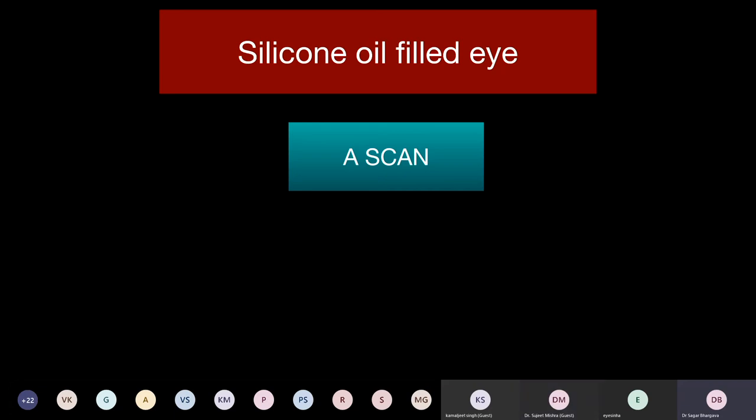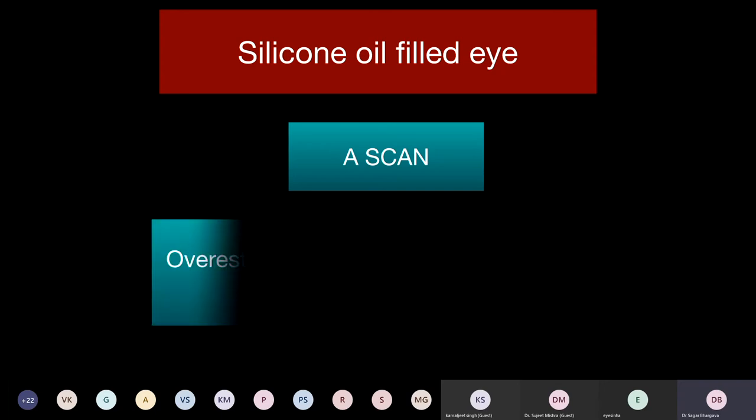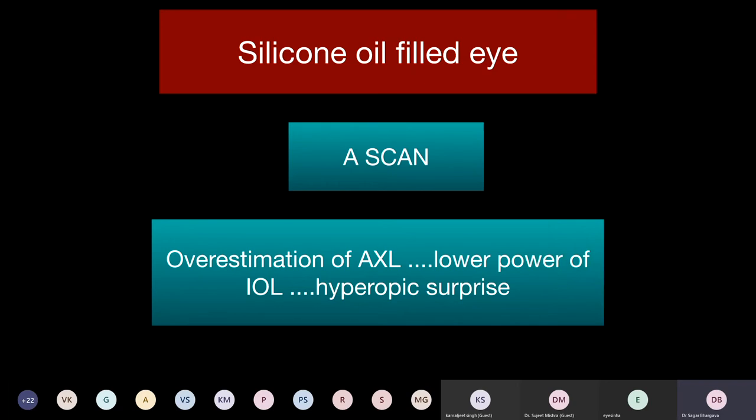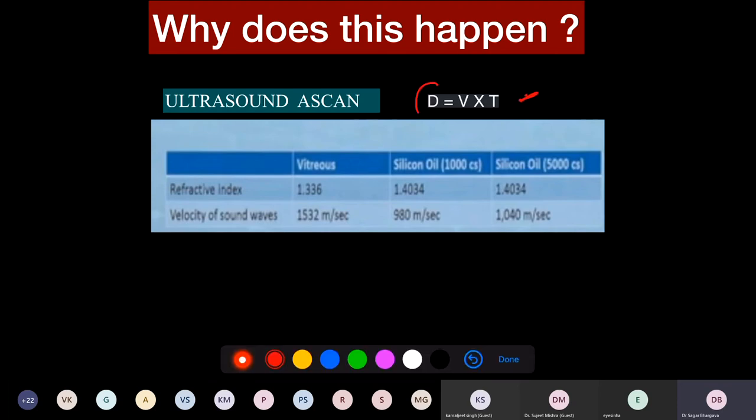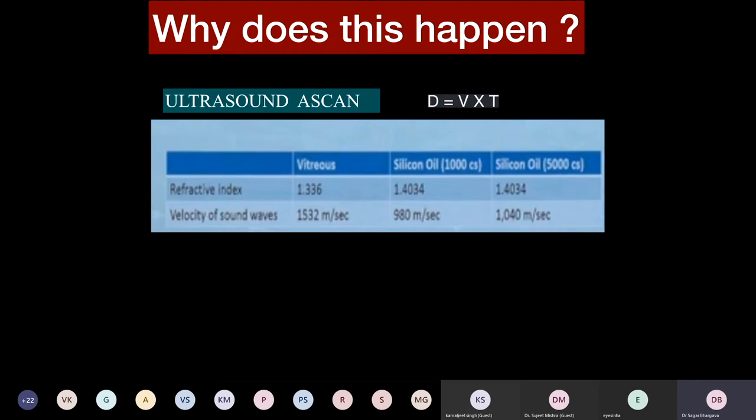Coming in short to some other conditions, the silicon oil filled eye, again a very common situation for patients who have undergone retinal procedures. In this case, if you do an A scan, you will essentially overestimate the axial length, which will lead to a lower power of IOL and you will have a hyperopic surprise. Why is it so? Because for the A scan you need the equation where distance is measured by velocity into time. Normal velocity for vitreous is about 1532, whereas when the oil is in situ, the velocity reduces to 980 with 1000 centistokes, and with 5000 centistokes it is 1040. So this you have to remember.